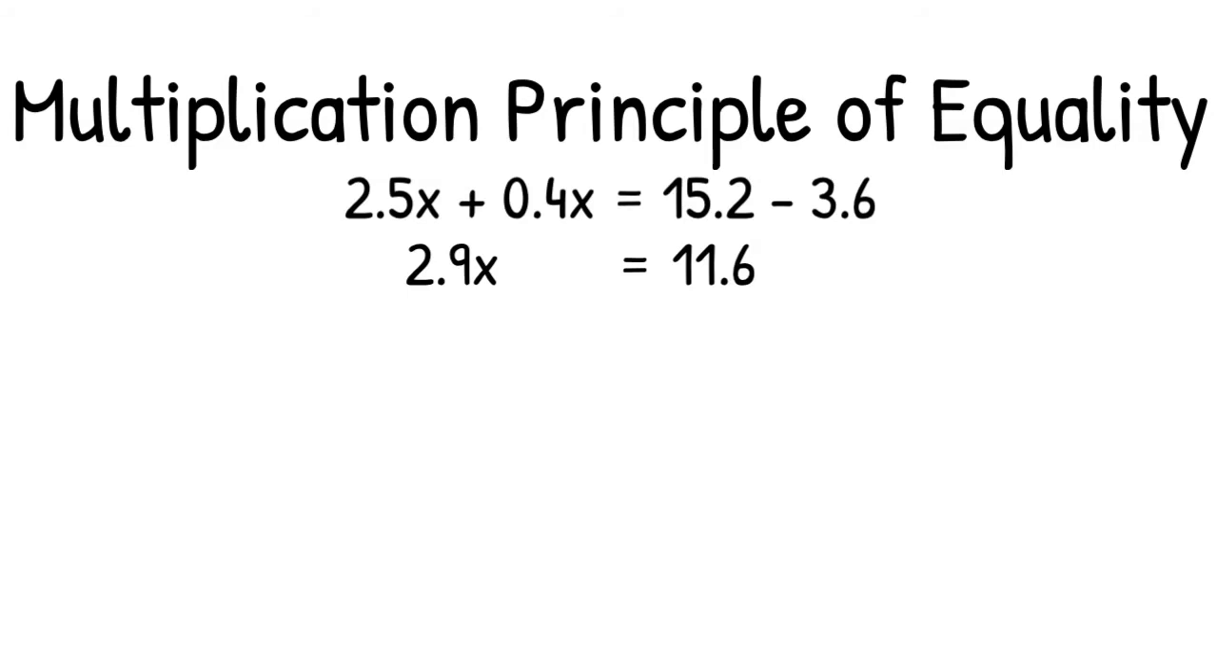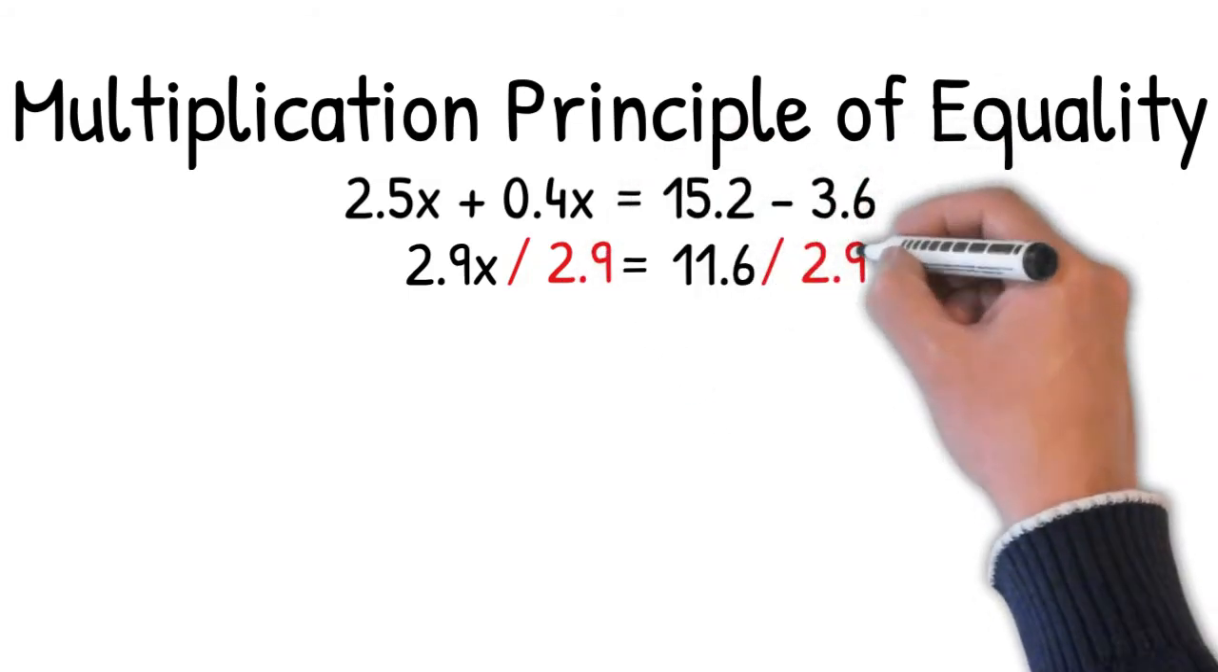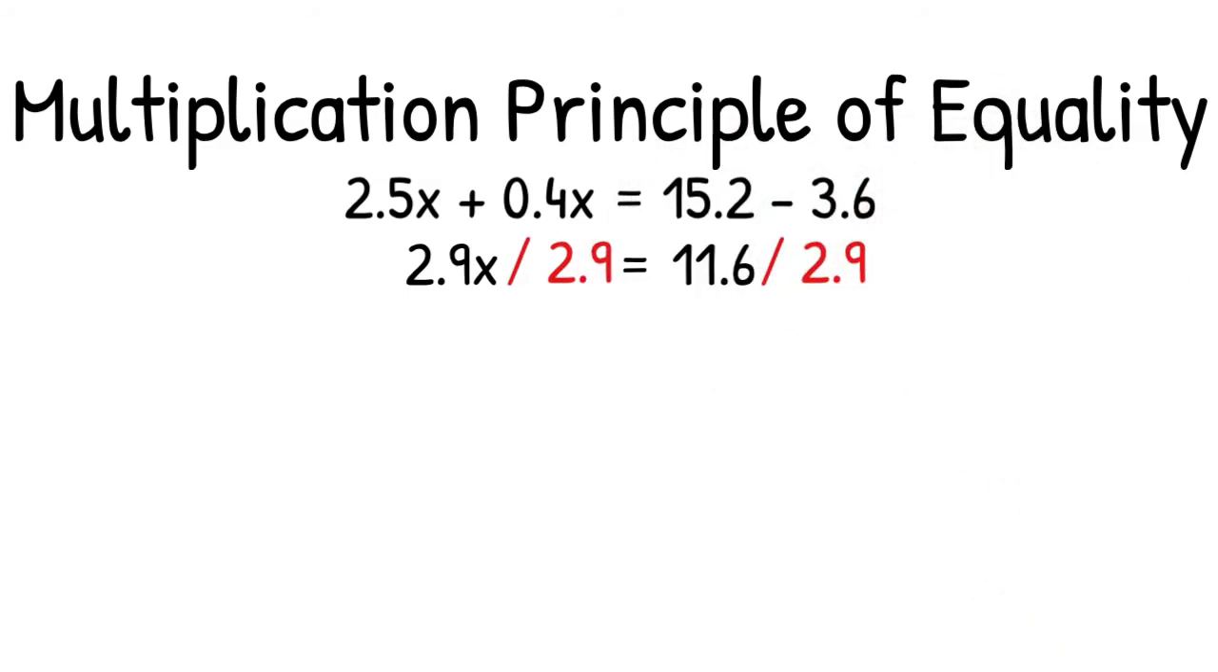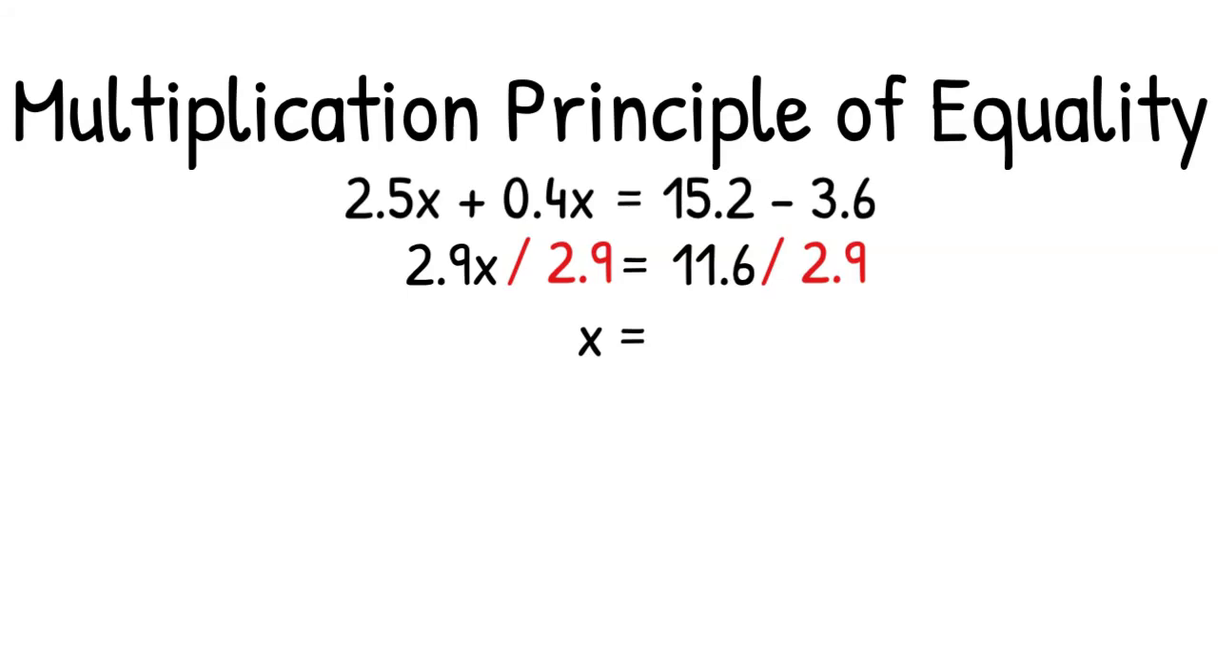Look at what mathematically is being done to the variable x. It is being multiplied by 2.9. The opposite of multiplying by 2.9 would be to divide by 2.9. Multiplication principle of equality states that if we divide the left side by 2.9, then we need to divide the right side by 2.9 also. So 2.9 divided by 2.9 is 1, which will leave just x on the left side. 11.6 divided by 2.9 on the right side leaves 4. X is equal to 4.